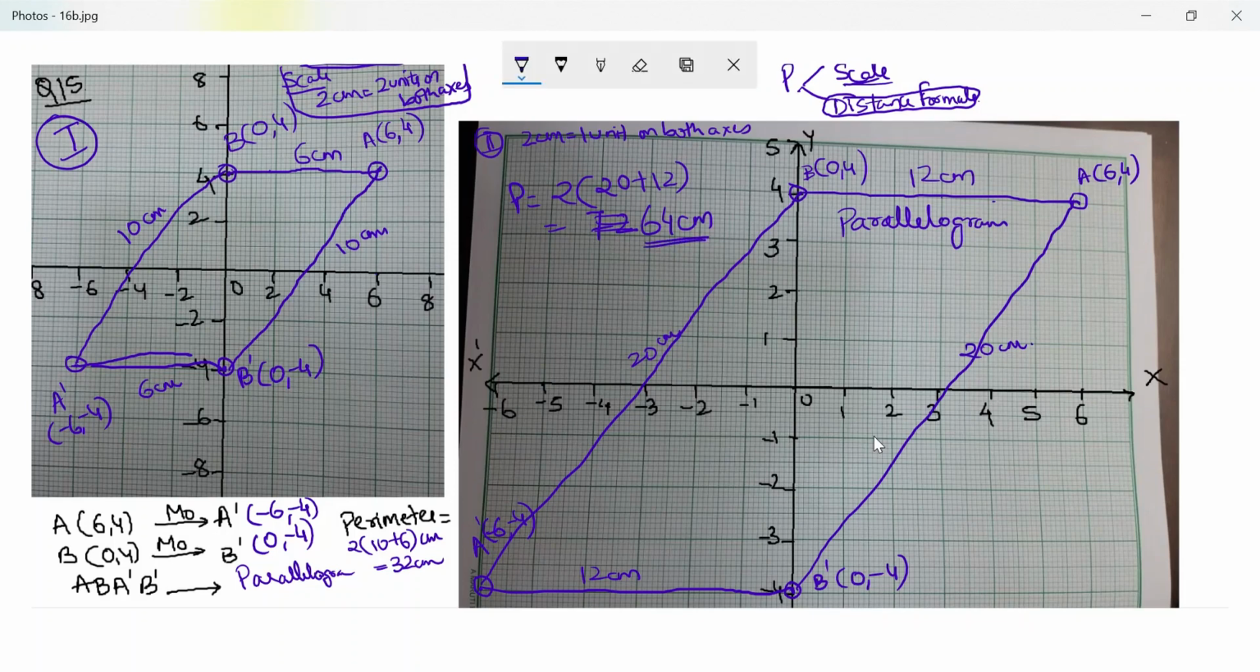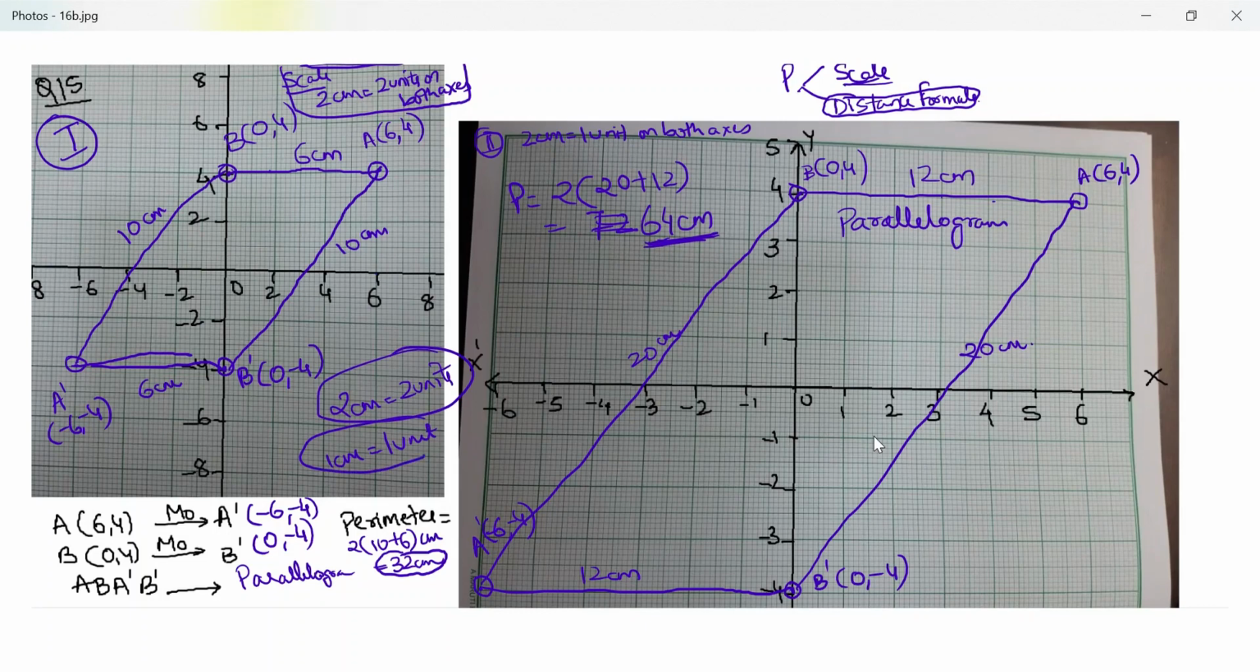Now whose answer is correct? The answer for both students is correct, but the board has to figure out which student to give the marks to, because they have not specified the scale in this question. There could be questions where the scale is not specified and two students decide to take it differently. That's why I always suggest that if you are giving your answer in centimeter, your scale should be 2 centimeter is equal to 2 units, which means 1 centimeter is equal to 1 unit.